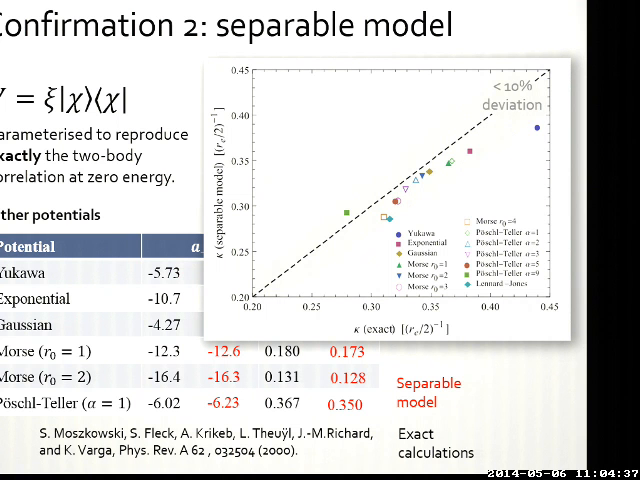Yes, so that convinced us that indeed this zero energy correlation captures a lot of this three-body parameter physics. What is this single point that sticks out? This one? Which potential is that? So this one, that's a Pöschl-Teller potential for parameter alpha equals 9.